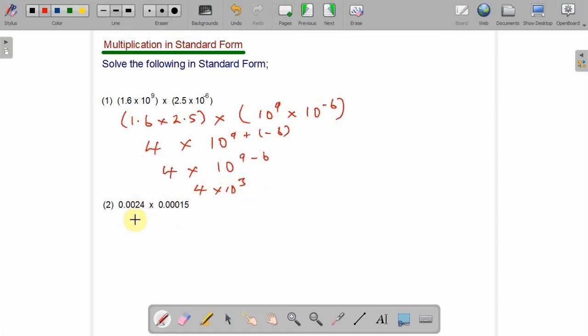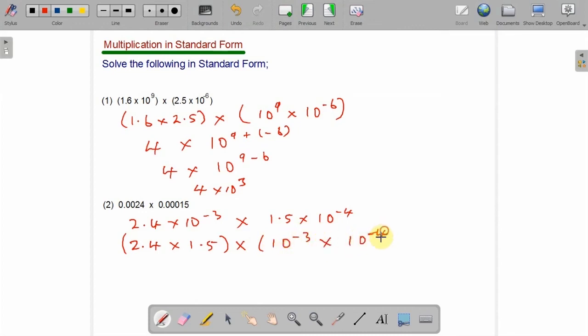Let's first convert it to standard form, which is 2.4 times 10 to the power minus 3 times 1.5 times 10 to the power minus 4. That is what they will give in standard form. The same way we did number 1, bring these values into one parenthesis, then bring the 10 to the power something into another parenthesis.